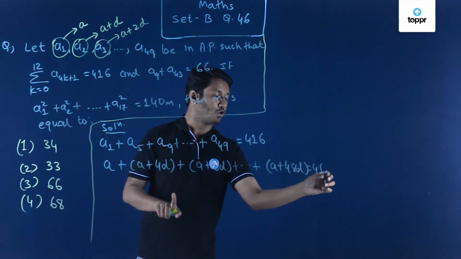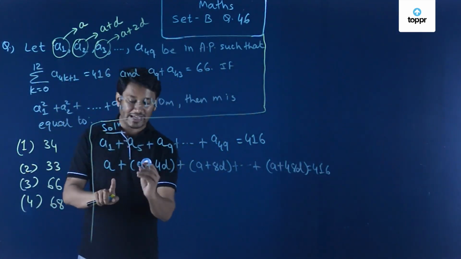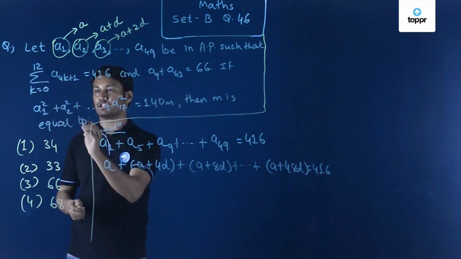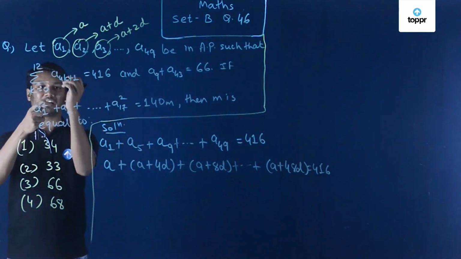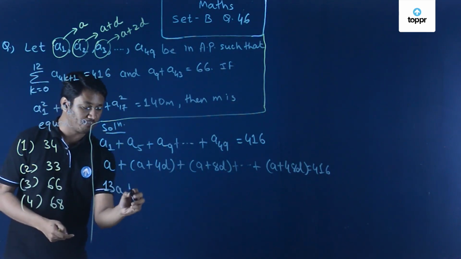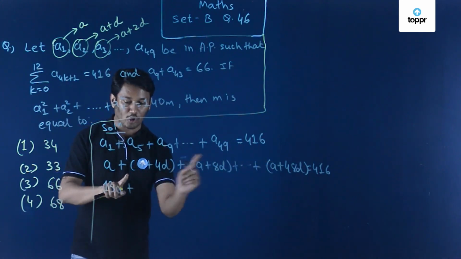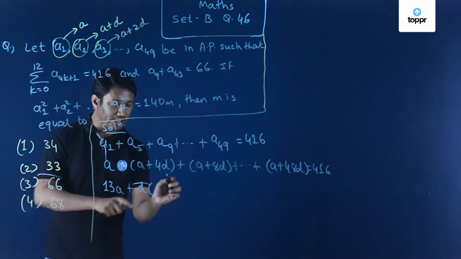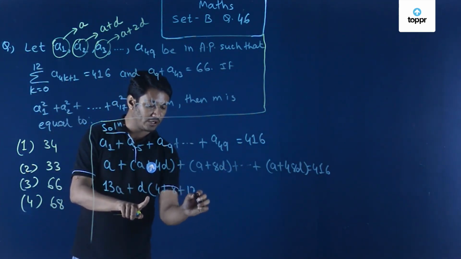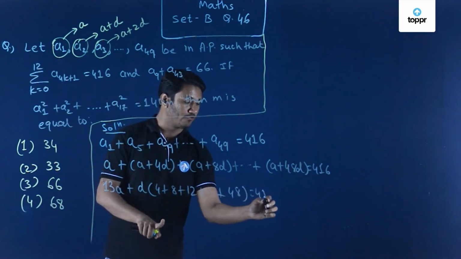Now this is equal to 416. Here I can add all the A terms. The A terms appear as many times as we wrote terms in this summation. K was varying from 0 to 12, so in total there were 13 terms. So 13 times A appears, and this becomes 13A plus. Now D is common from all the remaining terms. If I take out D, we have 4 plus 8 plus 12, and likewise the last term is 48. This is equal to 416.